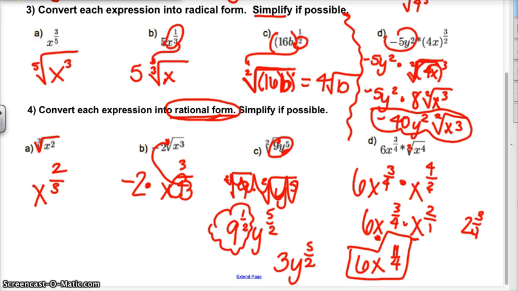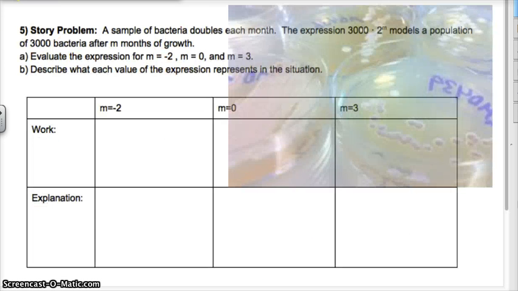One story problem. All right, a sample of bacteria doubles each month. The expression 3,000 times 2 raised to the m power models a population of 3,000 bacteria after m months of growth. We want to evaluate the expression for m equaling -2, m equaling 0, and m equaling 3. Evaluate means to plug it in.